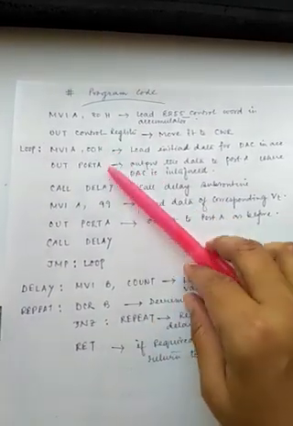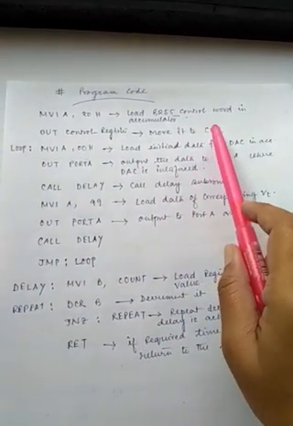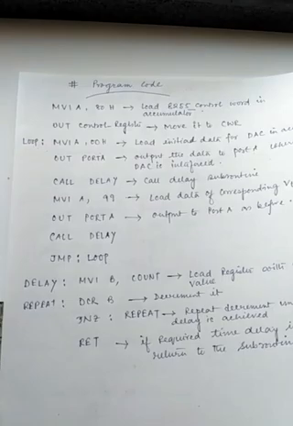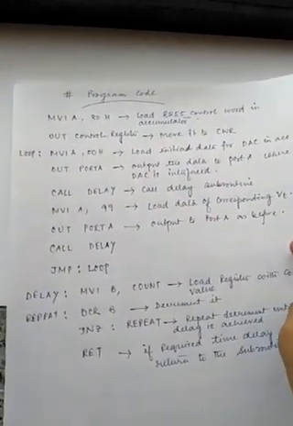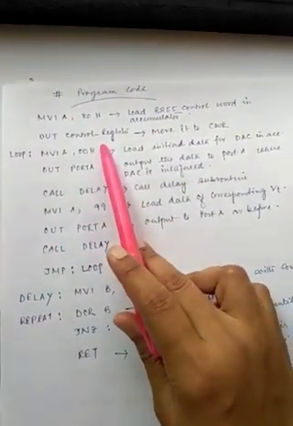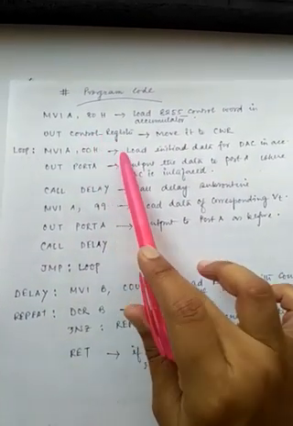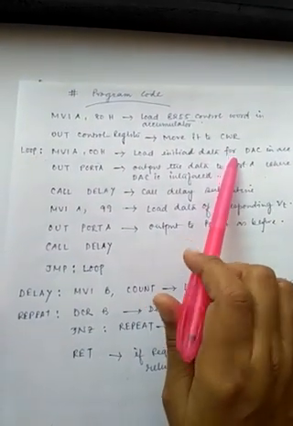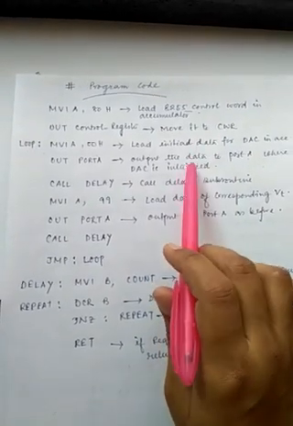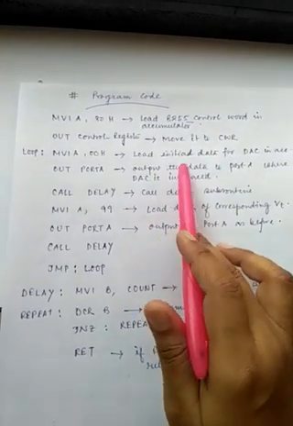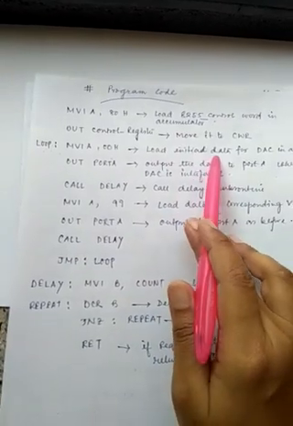I have already written over here: load the 8255 control word in the accumulator. So MVI A, accumulator, right? MVI A means load this data to the accumulator, and OUT to the control register. So move it to the control word register. The control register will control everything and will configure port A as an output port. Clear?